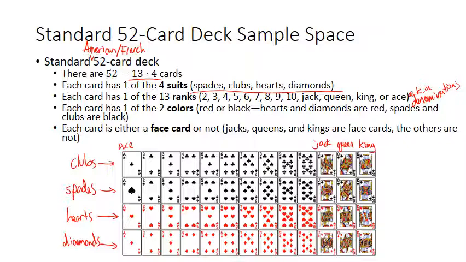Each card is then either a face card or not a face card, and that's completely literal. The face cards are the ones that have the literal faces on them. So the aces are not face cards in particular. Okay, so that's how the deck works, and now let's do some examples.